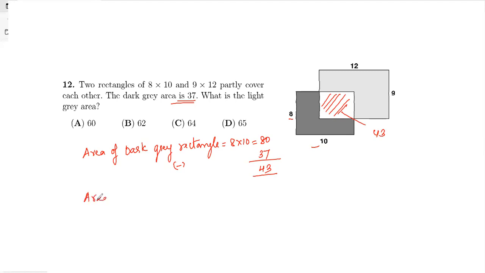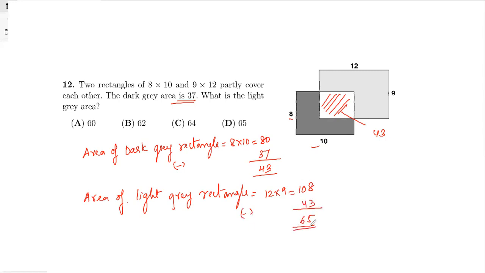Now the area of the light gray rectangle will be 12 times 9, which is 108. I subtract the white area that was common, 43. So I get 65. So the area of the light gray area is 65. So my answer is option D.